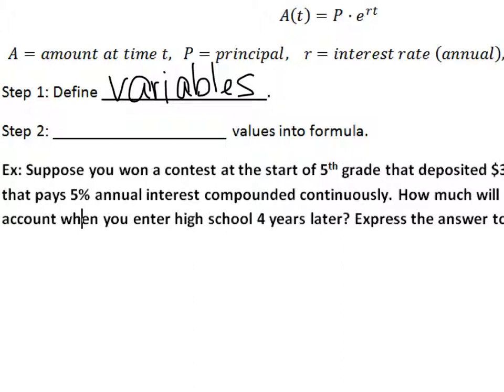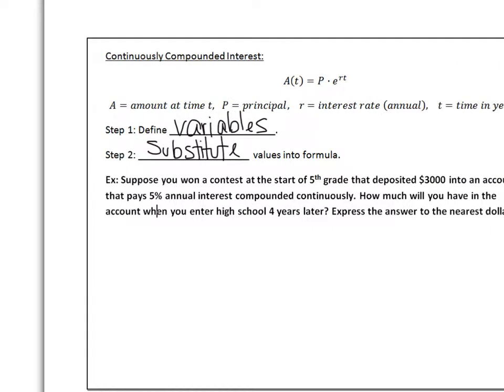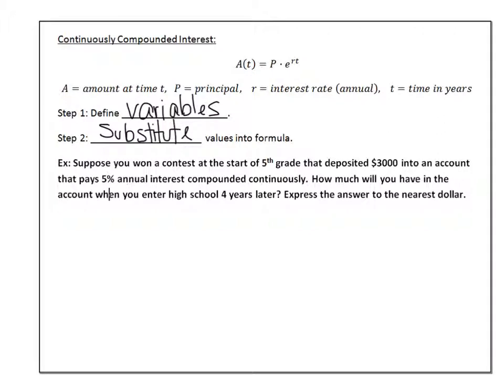And then we're going to substitute the values into the formula. Now, one way to help you remember this formula is if you look at the right-hand side, it kind of spells the word PERT. So continuously compounded interest deals with PERT. And the problem itself will always say it. When it tells you the interest is compounded continuously, you'll know that you're using this formula.